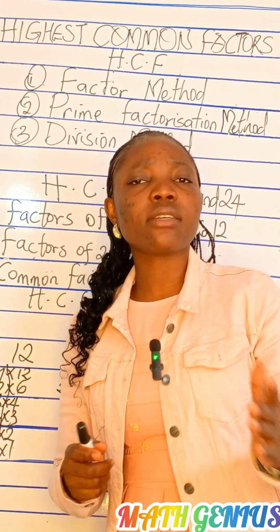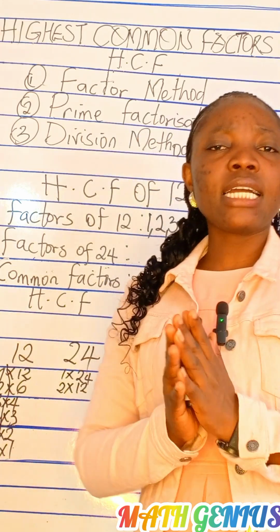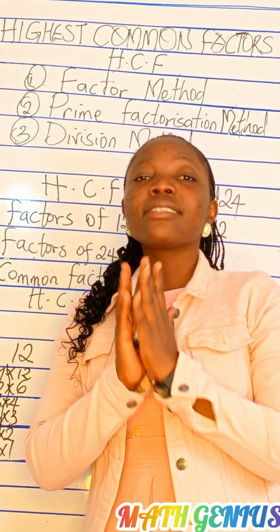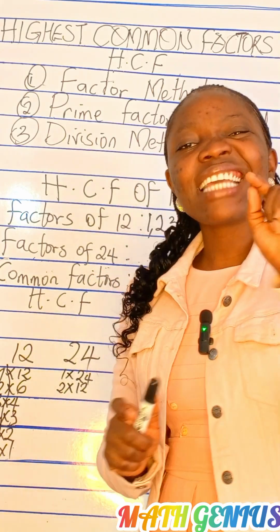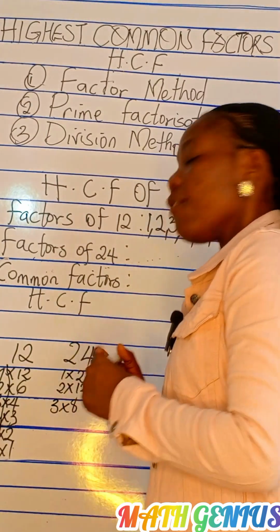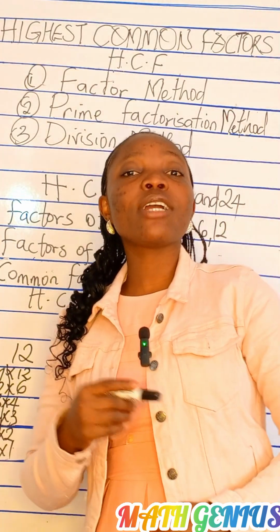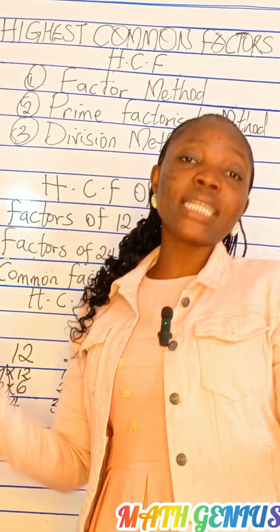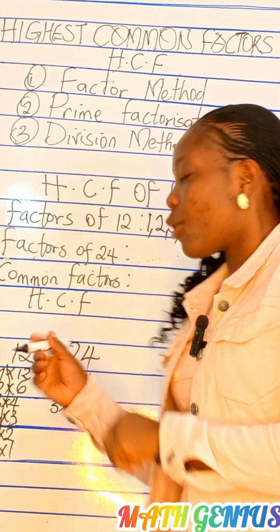3 times 1, 3. 3 times 2, 6. 3 times 3, 9. 3 times 4, 12. 3 times 5, 15. Times 6, 18. Times 7, 21. 3 times 8, 24. 4 times 1, 4. 4 times 2, 8. 4 times 3, 12. 4 times 4, 16.